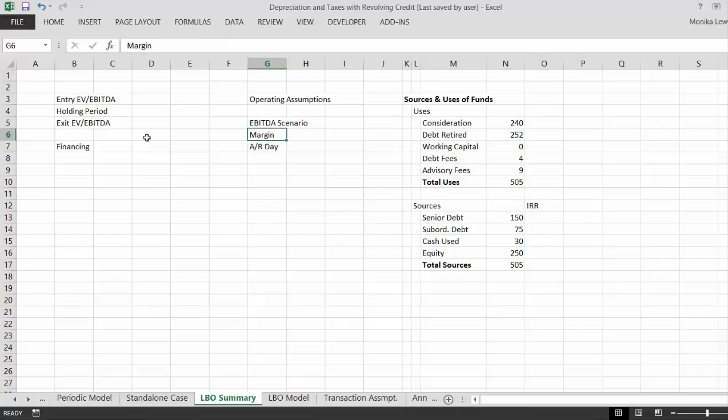And eventually we're going to put a little spinner box on the margin and see what level of margin it takes for the IRR on the subordinated debt to get below its nominal IRR and all that. Okay? And what happens if we pay more for the company? What happens to our equity IRR? So we can put over here a spinner button around our entry EBITDA, see what happens here.